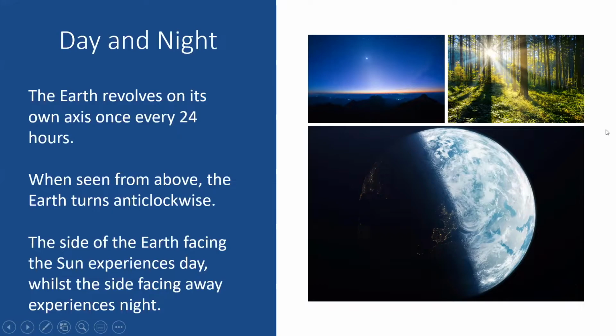So imagine the sun's over here. The side of the Earth facing the sun experiences day, whilst the side facing away experiences nighttime. A day is 24 hours, because some people get mixed up and think the day is just when it's light. But if you think about, for example, it's Friday today. Friday began at midnight, and it lasts 24 hours until the next midnight, doesn't it? So it actually just lasts 24 hours.